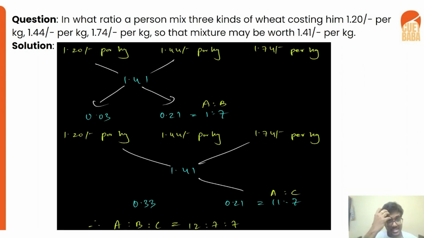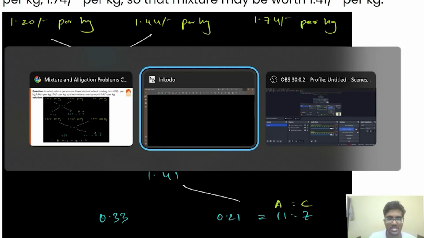Coming to the next question, in what ratio a person mixes 3 kinds of wheat costing him 1.20 per kg, 1.44 per kg and 1.74 per kg, so that the mixture may be worth 1.41 per kg? Okay, similar sort of question. So you'll be having 3 values here, 1.20, then the next value 1.44, and the next value 1.74, and you want the final value to be equal to 1.41. So first decide where you are going to put 1.41. So let us name these to be A, B and C.